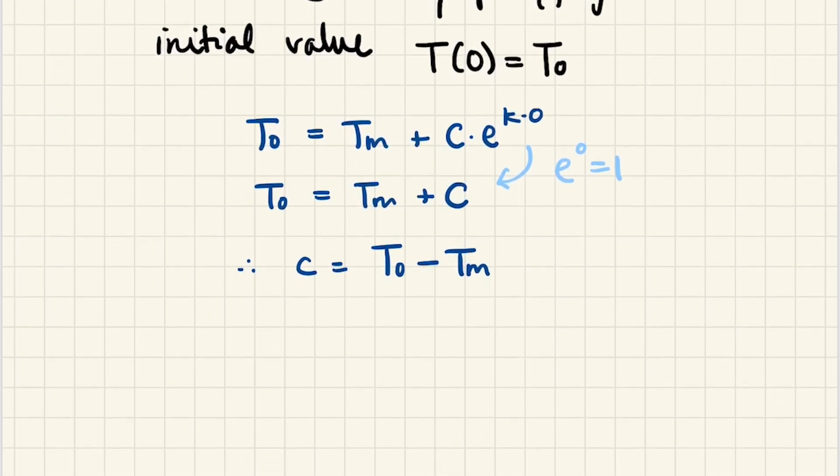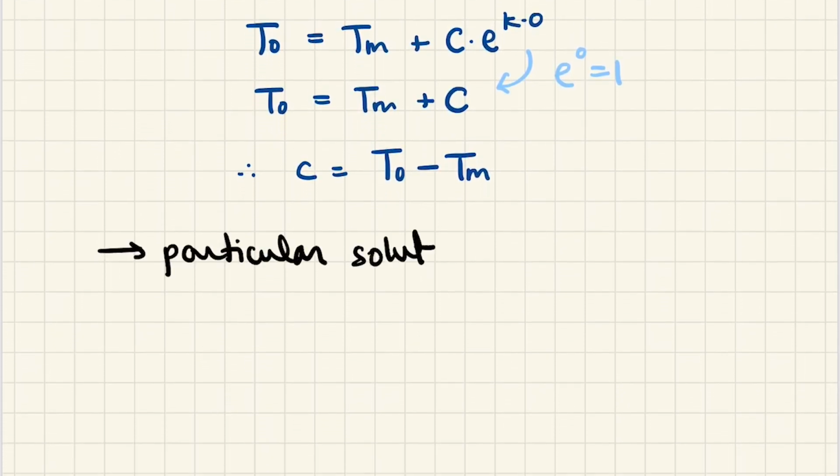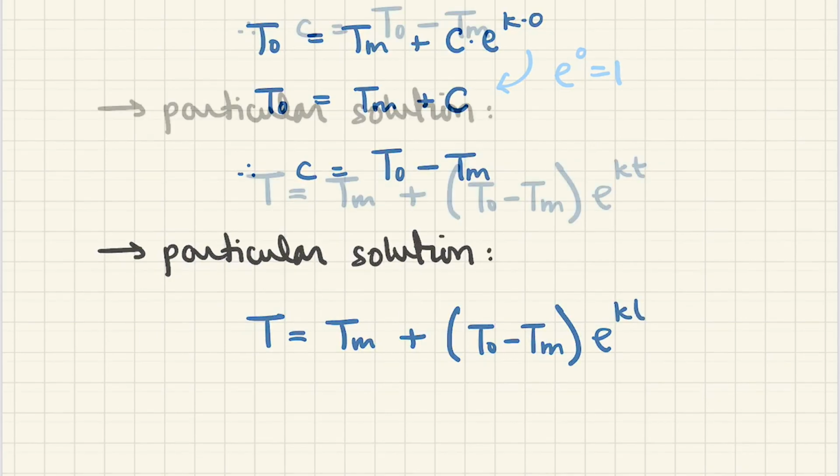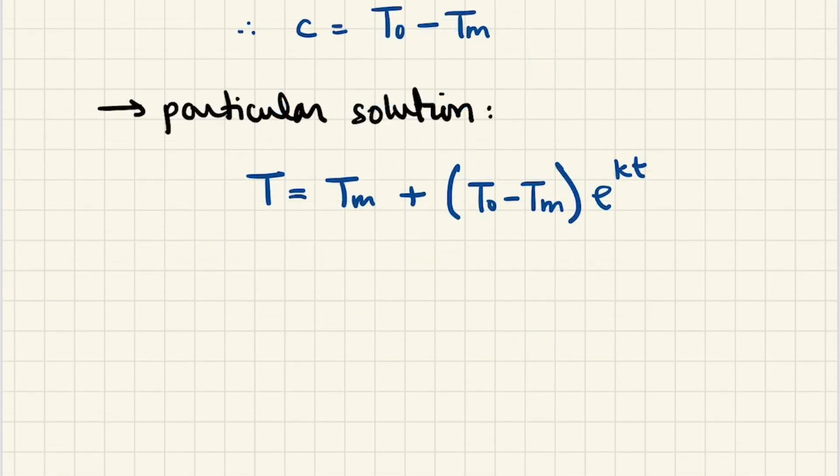So the particular solution is the general solution here, but with little c replaced by T0 minus Tm. So that would be Tm plus what used to be a c is now that, e to the kt. And that's our final answer.